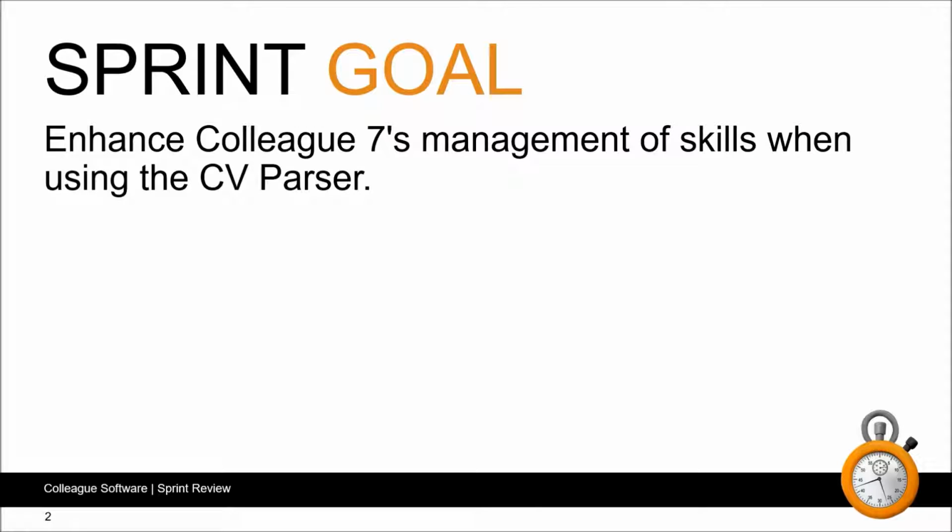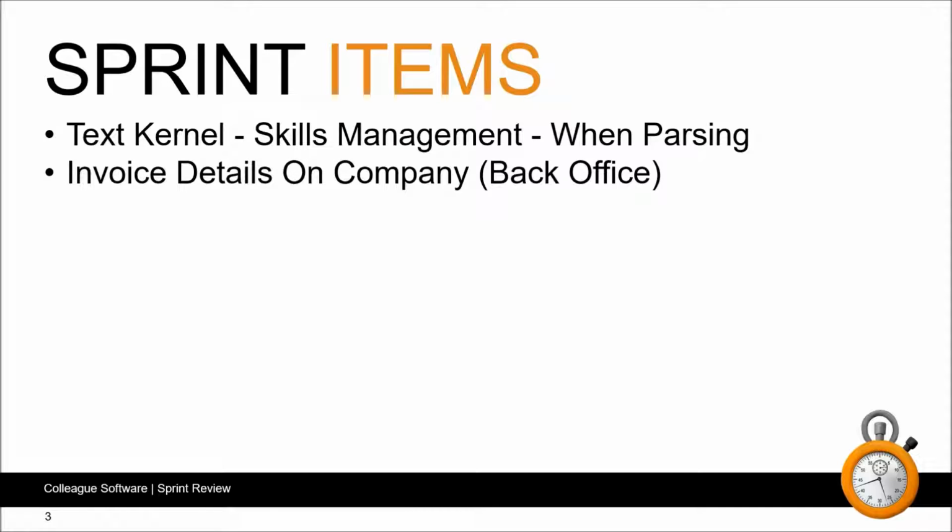So starting with the sprint goal, for this sprint our primary goal has been to enhance the management of skills when using the CV parser. Looking at the high level items, to explain further, in this sprint we've been working on the management of text kernel skills when using the CV parser.